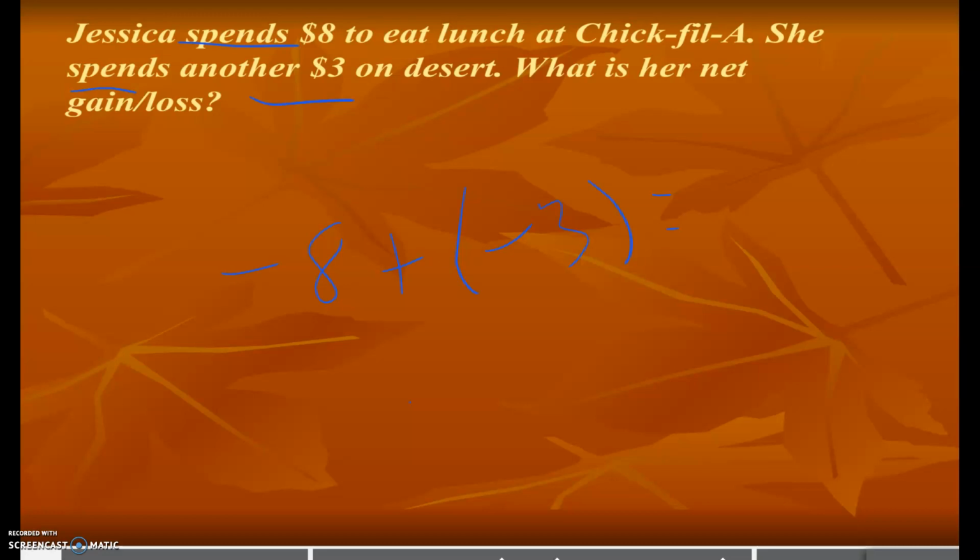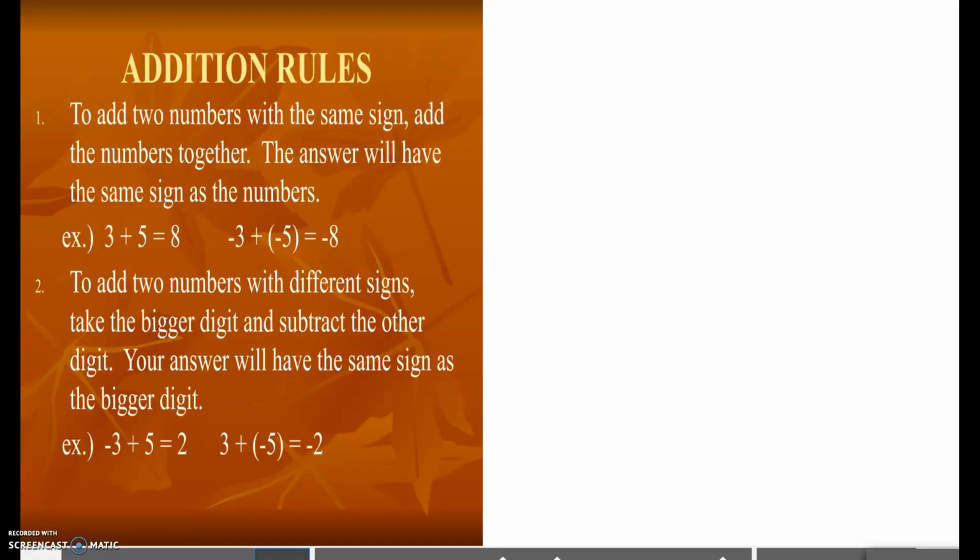It's just like the problem we had before. She spent 8, she spent 3 more. Well, altogether, she spent $11. And since she spent it, I'm going to say she's at negative 11. She lost $11 from whatever she started with. The numbers were the same sign, so I added and I kept that sign. She lost $11.